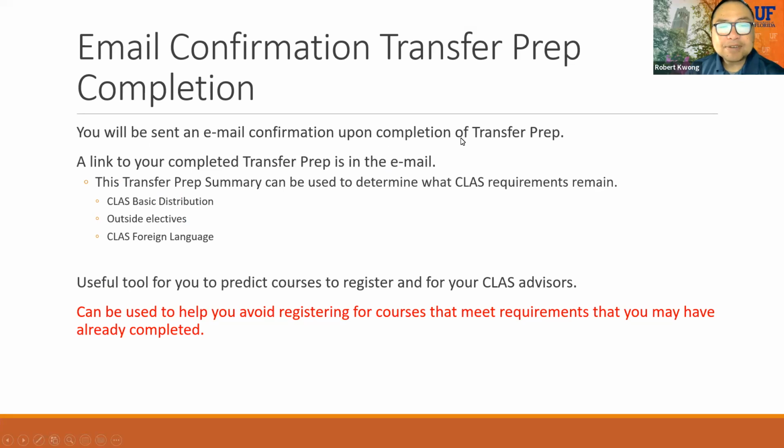Okay, you'll be sent an email confirmation upon completion of the prep exercise. Again, it's a summary of what has been completed for basic distribution, what remains, any outside electives, and whether you need a language requirement and whether you need the lab requirement. It's a useful tool for you to predict courses to register, as well as what to avoid registering because you have already earned your credit.